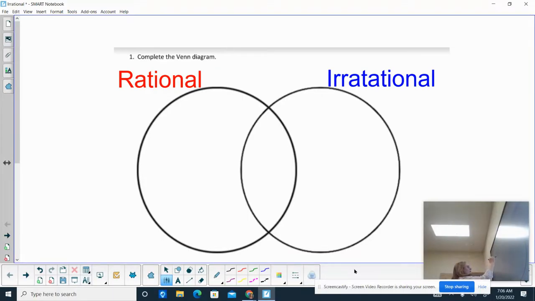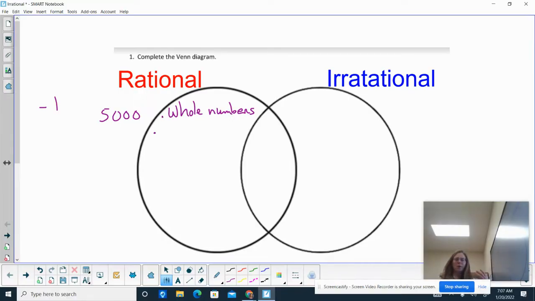So one type of rational number is whole numbers. So that can be positive or negative whole numbers. So I'll just give you some examples. So -1 or positive 5,000, they're both rational numbers.